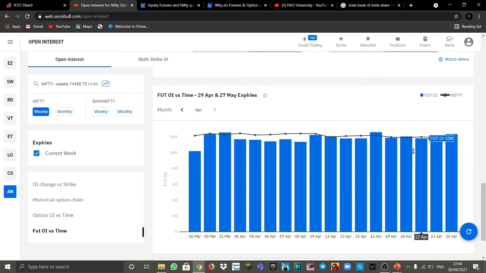And you see the open interest keeps changing every day. So for example, on the 16th of April, you see the total open interest was different, but on the 26th of April, you see the total open interest is 12 million. Right, so this is what open interest is all about.